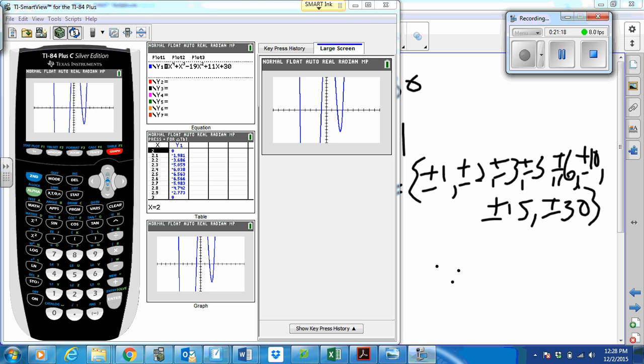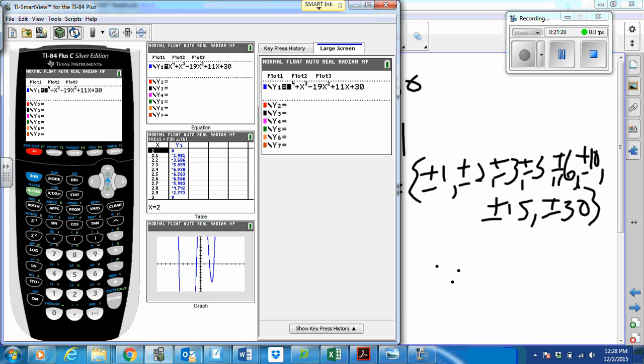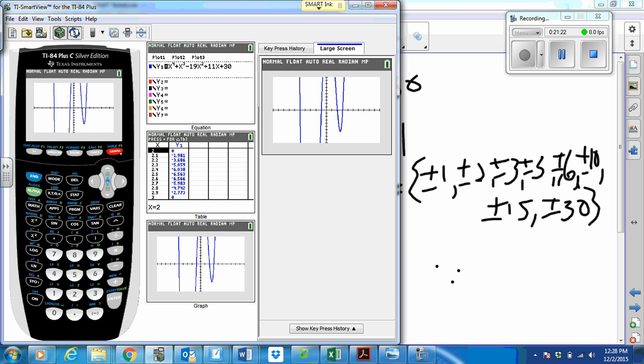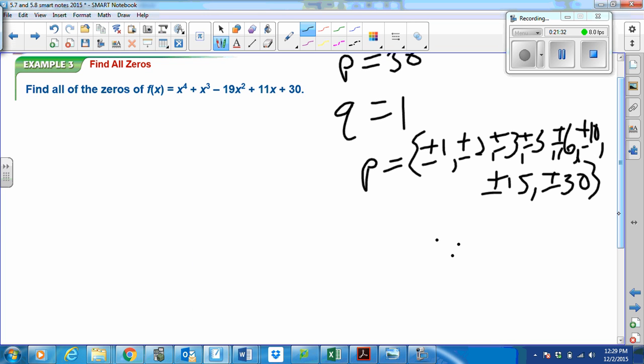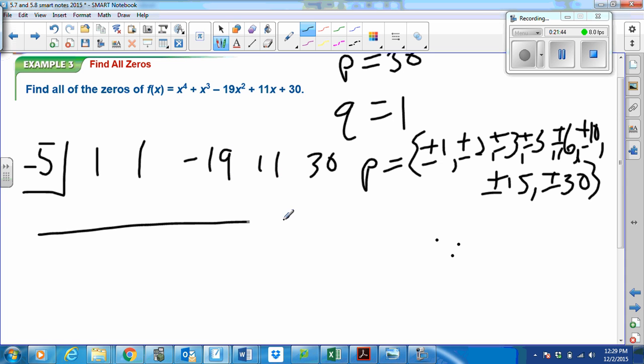So I put the function into my calculator, and I got that, and the graph is actually going to reveal all the roots to us, which is really nice. But I'm only going to look at one of them. I'm going to look at negative 5, and I'm going to start with that to show you what you do if it didn't look so pretty. So I know that negative 5 is one of our roots. And so I'm going to plug that in using synthetic division and say 1, 1, negative 19, 11, and 30. And I know it's going to go in evenly.